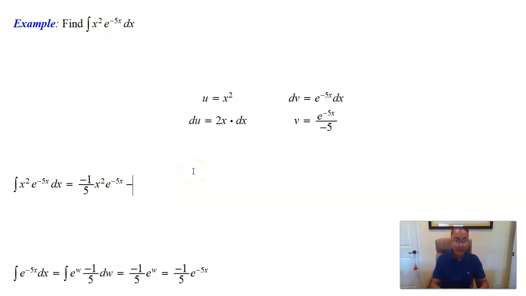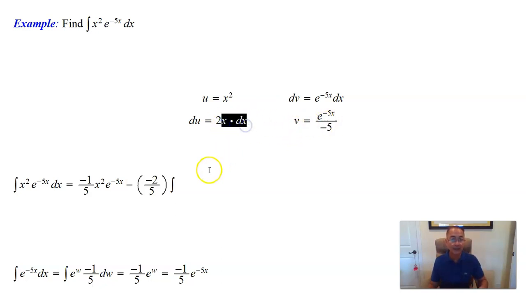And then we subtract the integral of v du. So we are multiplying these two together, v du. So we get a minus 2/5. Parenthesis, minus 2/5. So I hope you see that that is going to turn positive. Okay, so the v du has a minus going with it. And then we have x dx times e to the minus 5x.